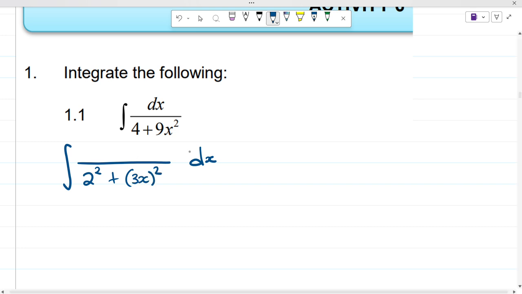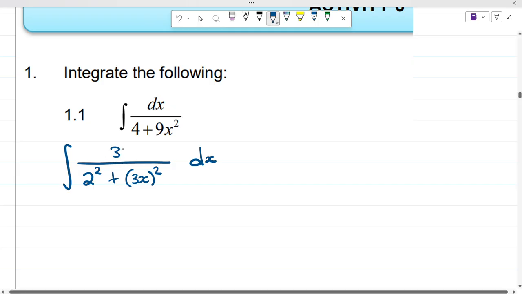So I know that here on the numerator I should make sure that I have the derivative of 3x if I want this to be the integral of some inverse trig function. You understand? So if I let f of x be 3x, then I need to make sure that I have the derivative of 3x on my numerator there. The derivative of 3x then becomes what?